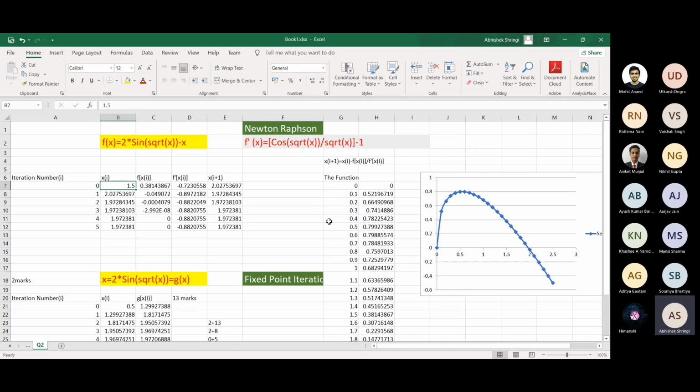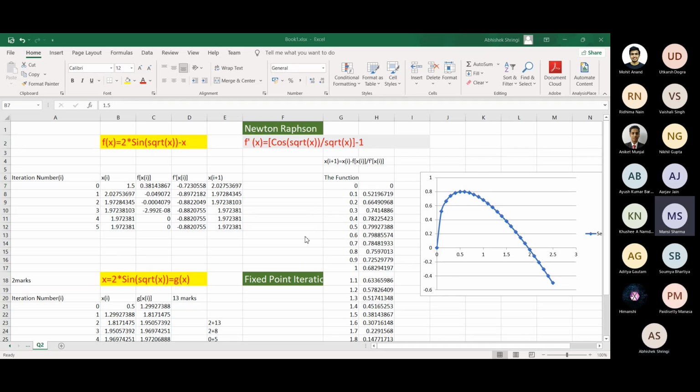So Mansi, would you like to add more on how marking has been done? Yes, Abhishek, I will explain. In some of the students' notebooks I have seen that the last two iterations were not done correctly. Maybe there was some calculation error, or there could be some other reasons too.